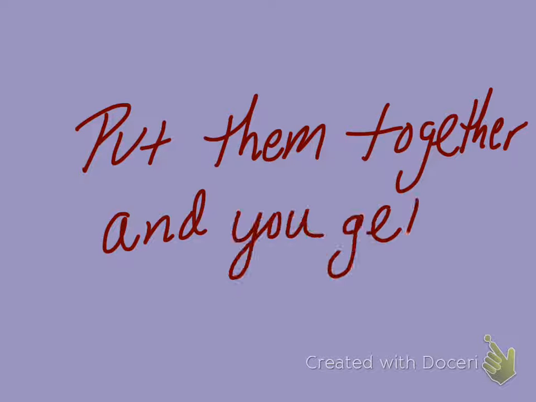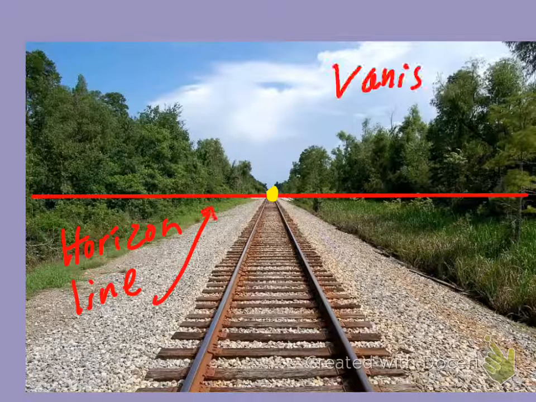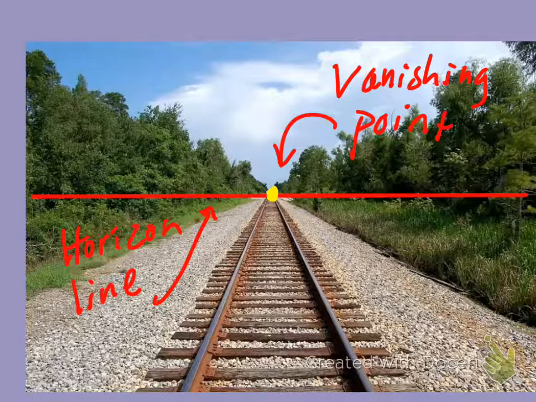Now, put them together and you get a horizon line and a vanishing point. This is a perfect example: train tracks. Parallel lines, which we'll go over later, look like they're running together, and they converge where the sky and the ground meet at the horizon line, into the vanishing point.